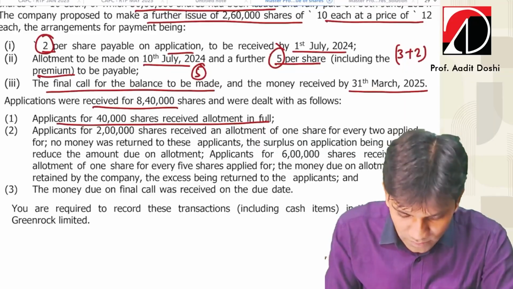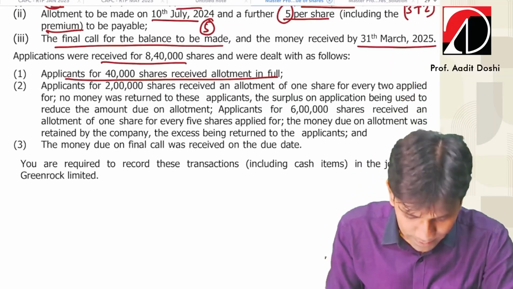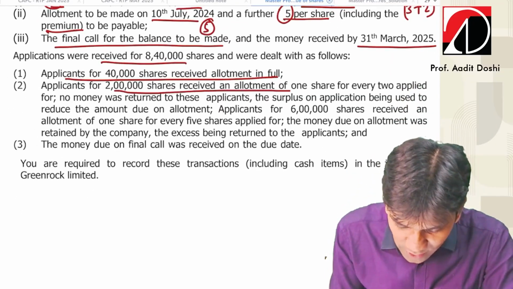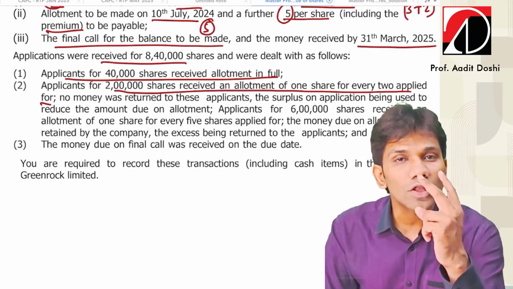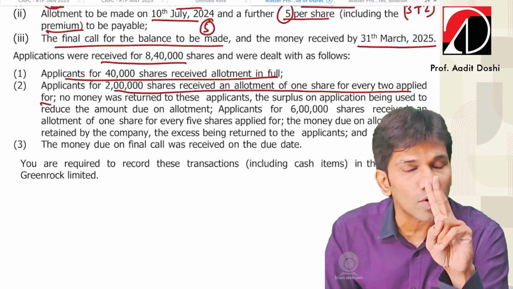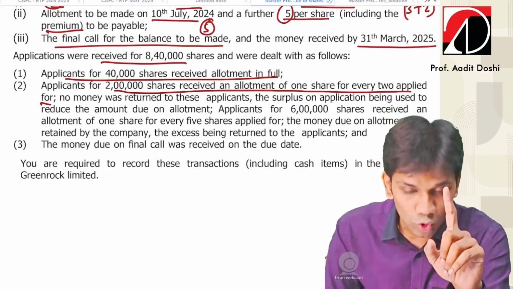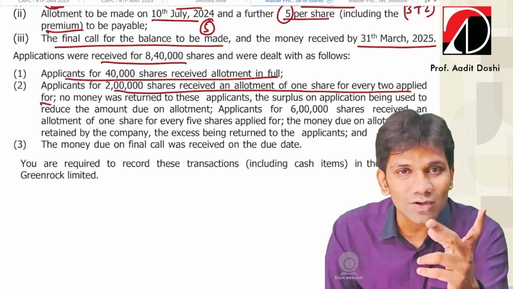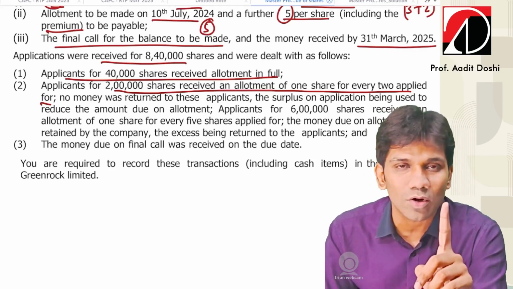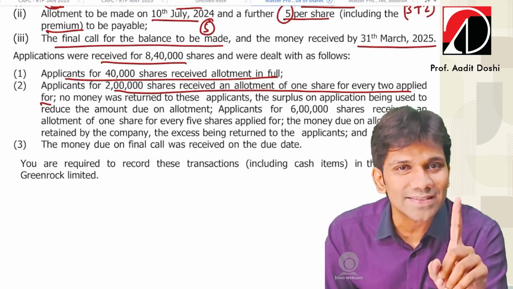Now I'm going to read the second case. Applicants for 2 lakh shares received an allotment of 1 share for every 2 applied for. Means those who applied for 2, they got 1 share. So those who applied for 2 lakh shares, they must be allotted 1 lakh shares. This is what I can conclude. For every 2 shares, 1 share was allotted. So for 2 lakh shares, 1 lakh shares will be allotted.